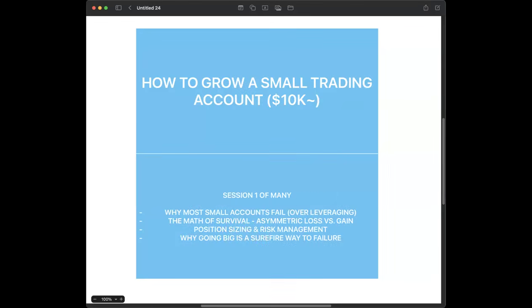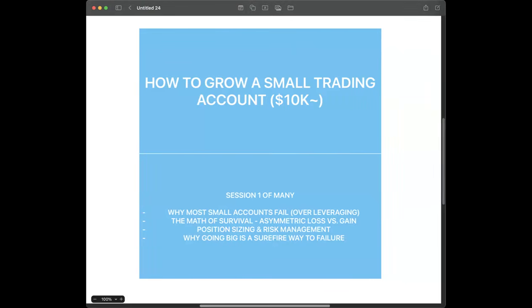Hey guys, so as per popular request, the topic you wanted to cover today was how to grow a small trading account of approximately 10K. So this will probably be a multi-part series because obviously there's a lot to cover, and today the markets are moving pretty heavily, so I got to get back to my trading as well. But I want to be thorough here, and I don't want to leave any stone unturned, so to speak.